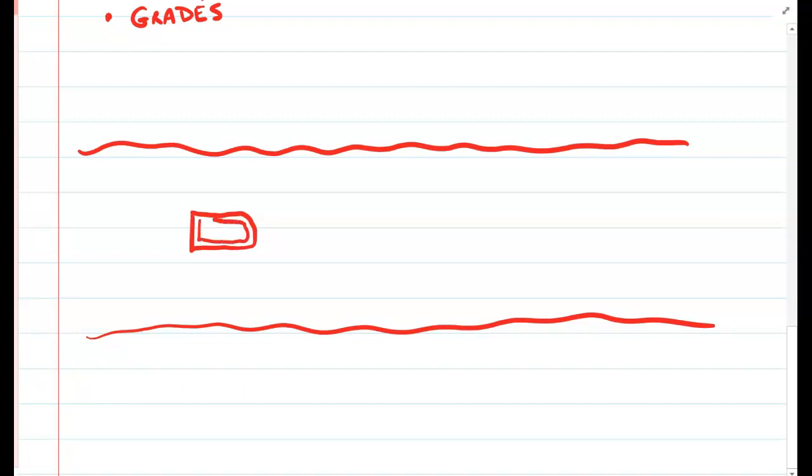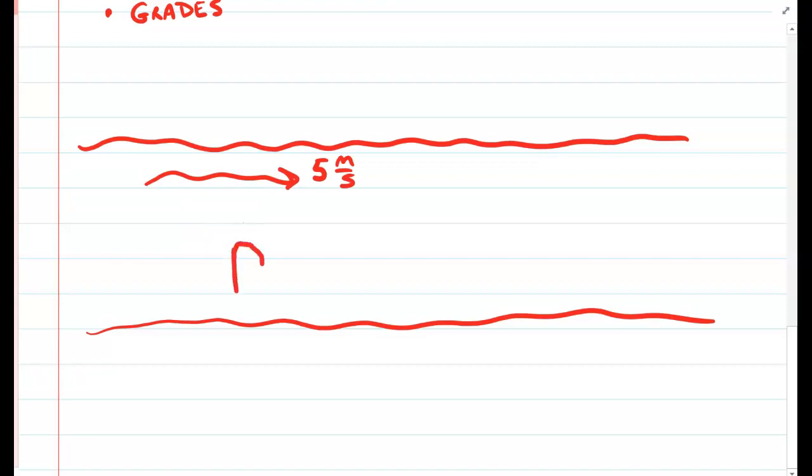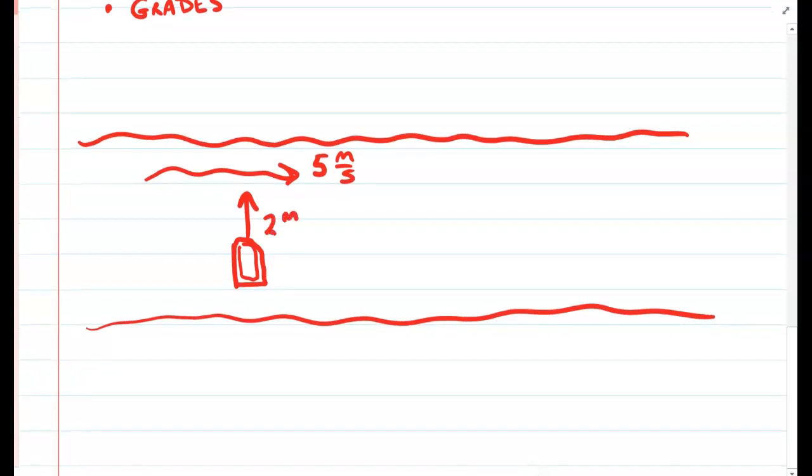So here's the boat. And this river, let's say that the river itself is flowing at a speed of 5 meters per second. And I drew my boat the wrong way. I'm going to draw my boat this way. And on this boat, somebody is trying to row across the river this way. And the person in the boat is rowing at 2 meters per second. So what we have going on here is the boat and the water both have their own velocities.